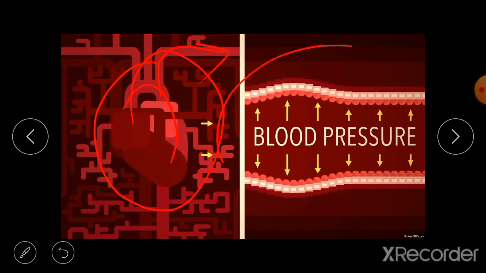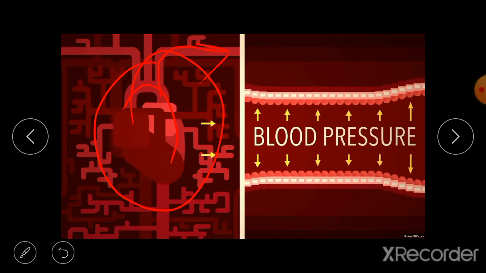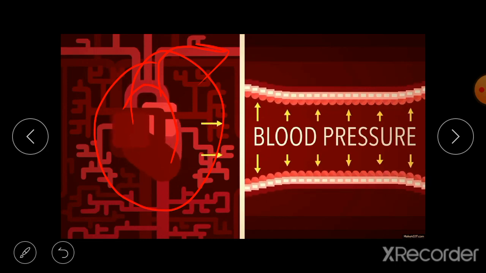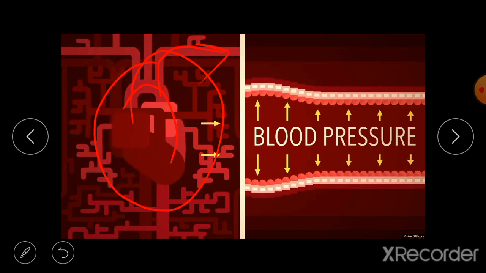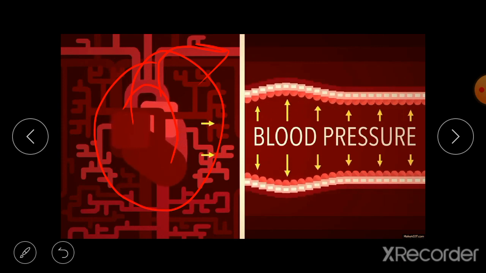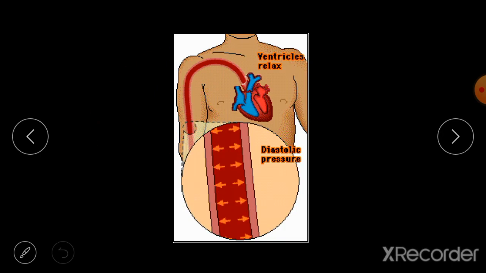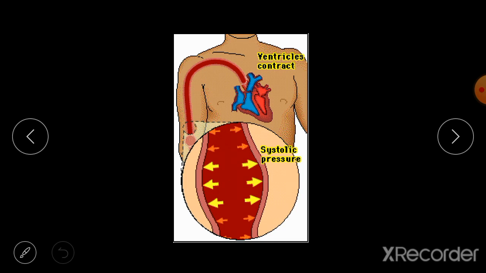It can be seen within a vessel that the pressure which is exerted by the blood on the vessel wall is known as the blood pressure. The pressure which is exerted during ventricular contraction is known as systole or systolic blood pressure, and it is around 120 millimeter mercury, while the blood pressure which is exerted on the vessel wall during ventricular relaxation is known as diastolic pressure, and it is around 80 millimeter mercury in a normal human being. The same can be seen in this figure.